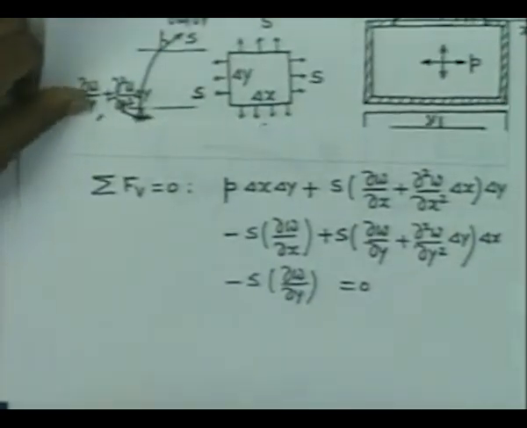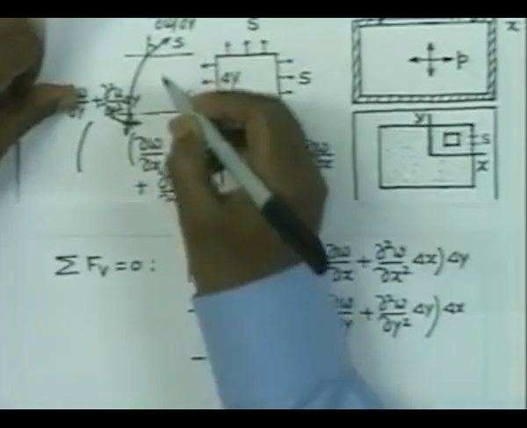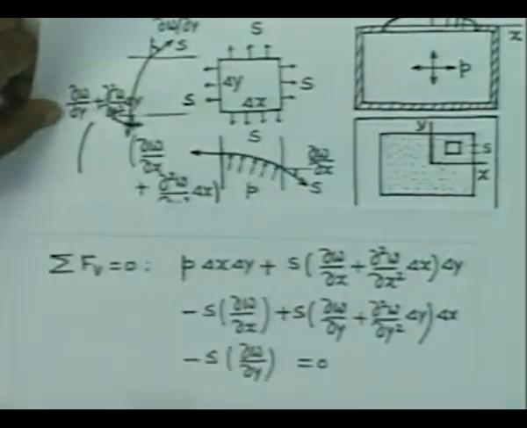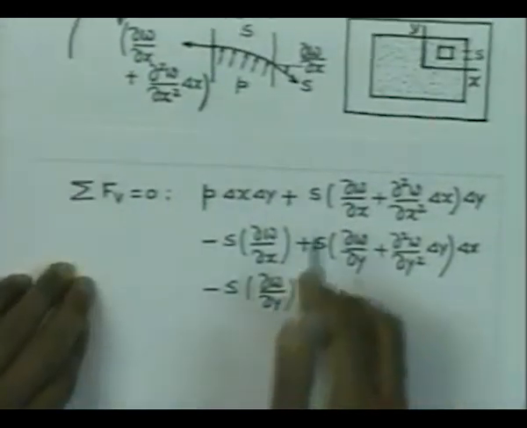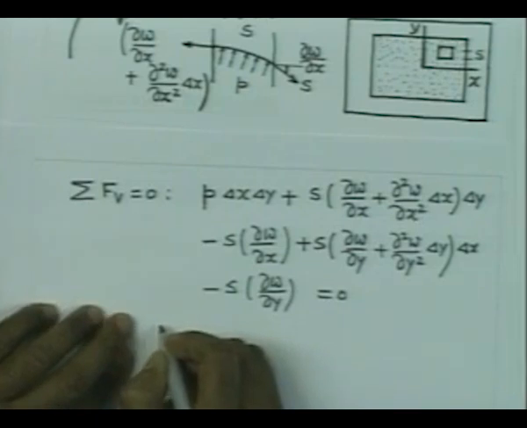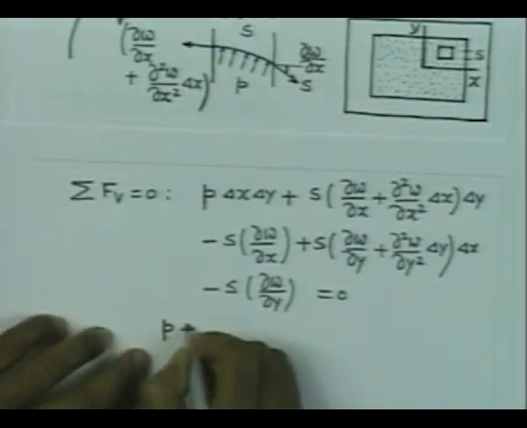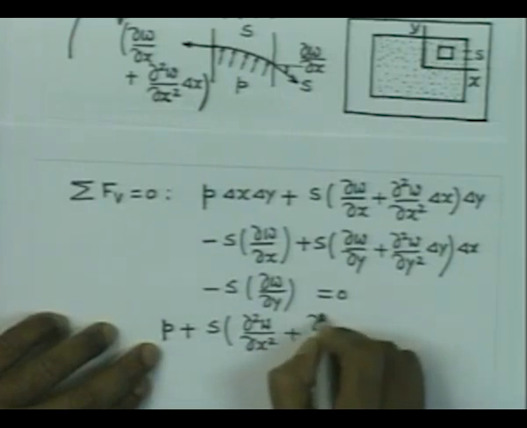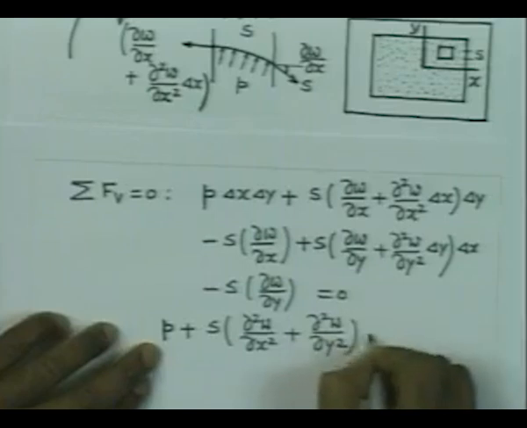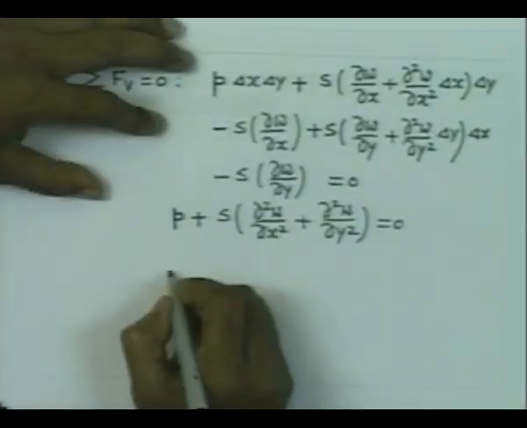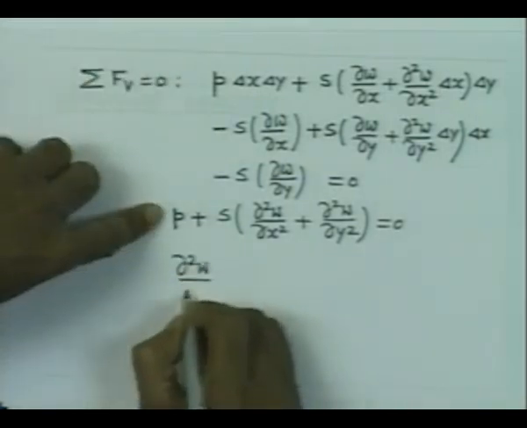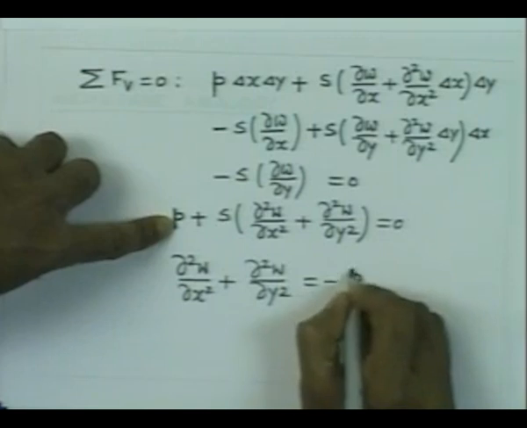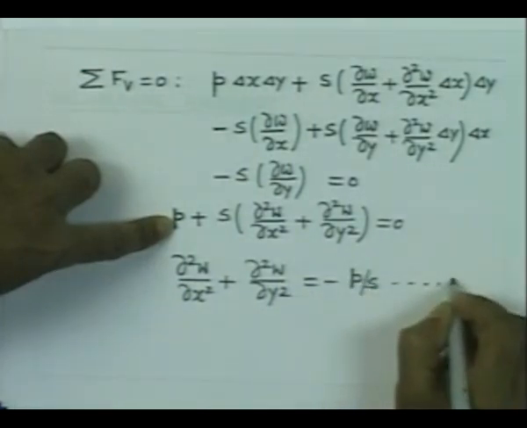So, therefore, I want you to note this, that this slope is delta W delta y, and this slope here is delta W delta y plus delta 2 W delta y square into delta y. Once you simplify this, it gives us P plus S into delta 2 W delta x square plus delta 2 W delta y square is equal to 0. On rearrangement, what we have is delta 2 W delta x square plus delta 2 W delta y square is equal to minus P by S. Let us say that this is equation number 1.